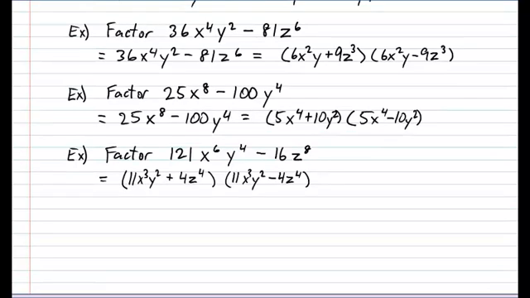Great stuff. So, this is known as the difference of perfect squares technique.